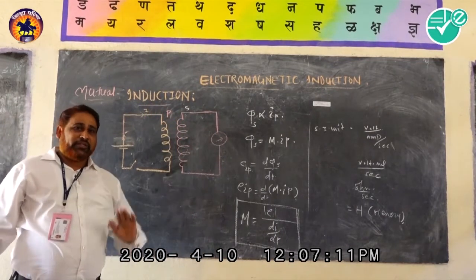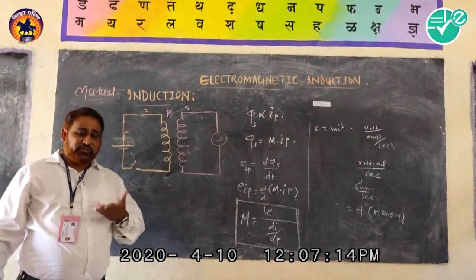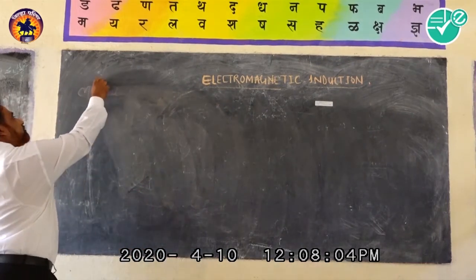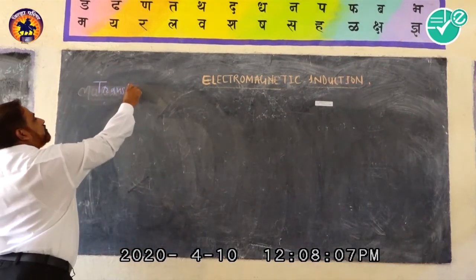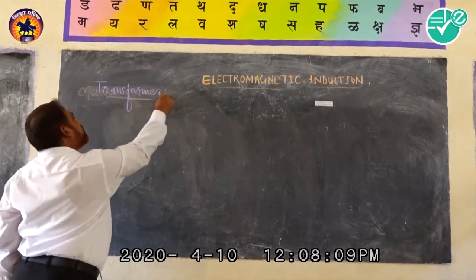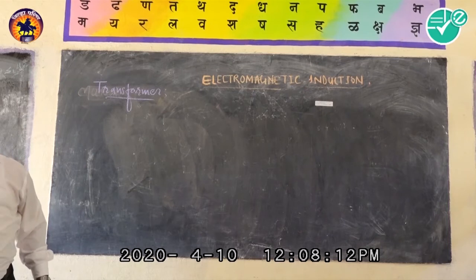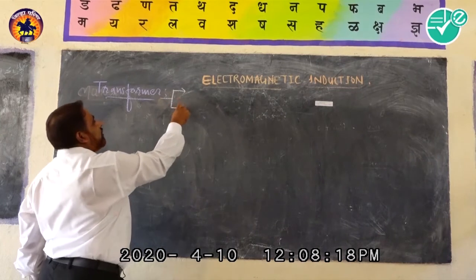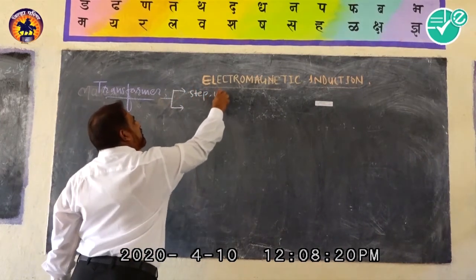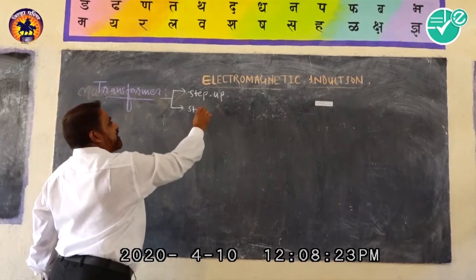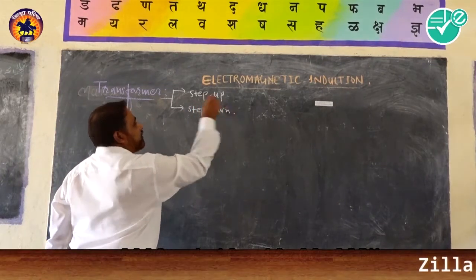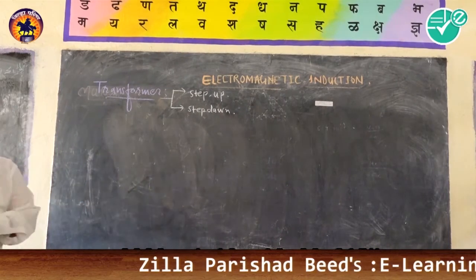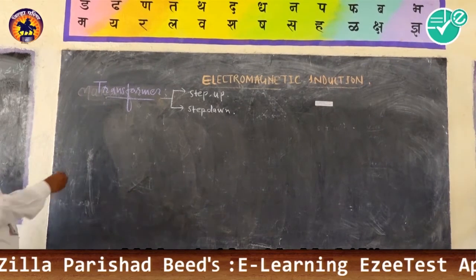Thank you very much. Now let us go ahead and see the other concepts. The next article is the transformer. We are going to talk about it. These transformers are of two types: one is the step up transformer, and the next one is the step down transformer. So we shall see here the principle, working and construction of this transformer.